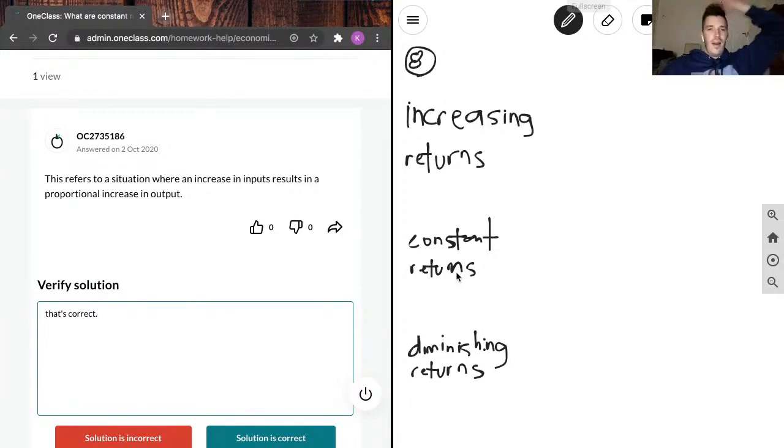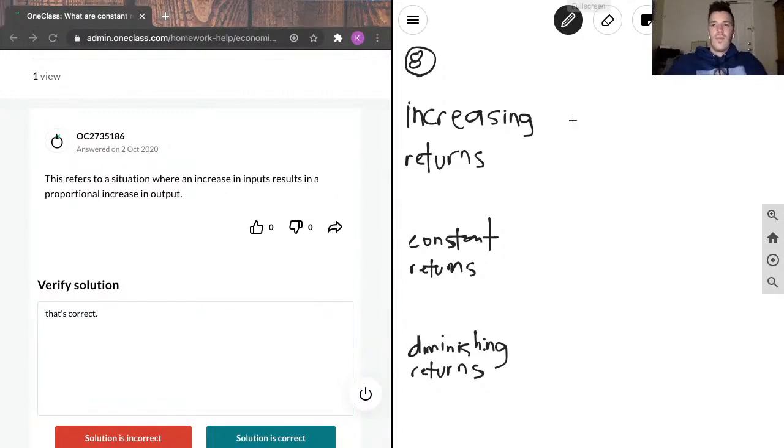As far as increasing returns and decreasing returns, increasing returns would be an increase in input, sorry, so an increase in input is going to yield a larger increase in output than the increase in input was.